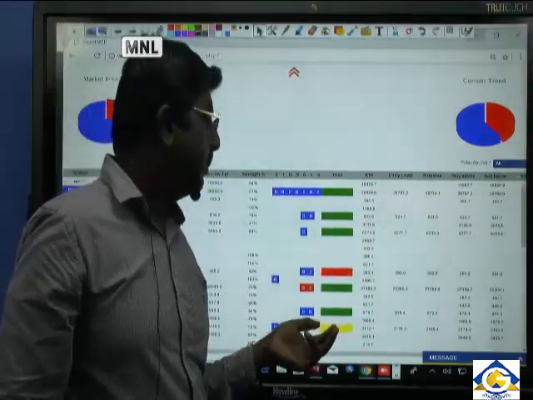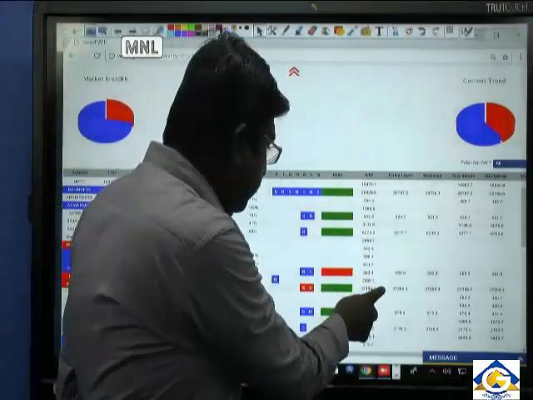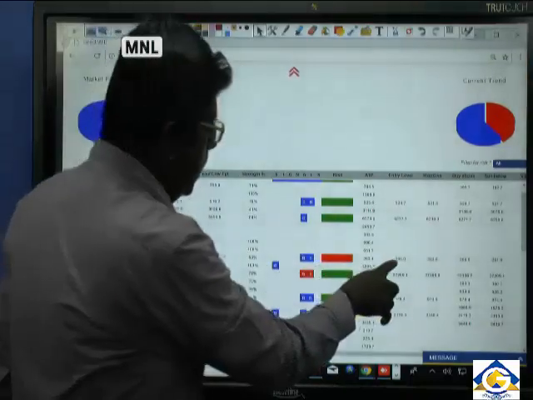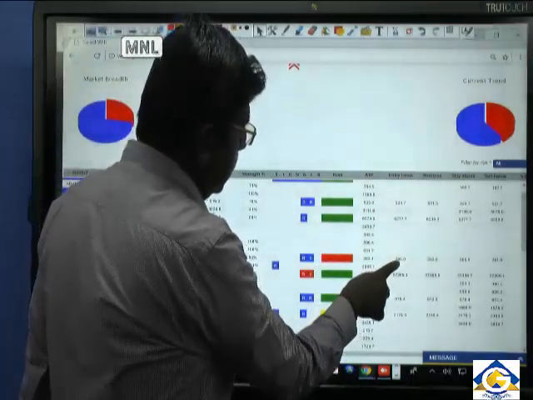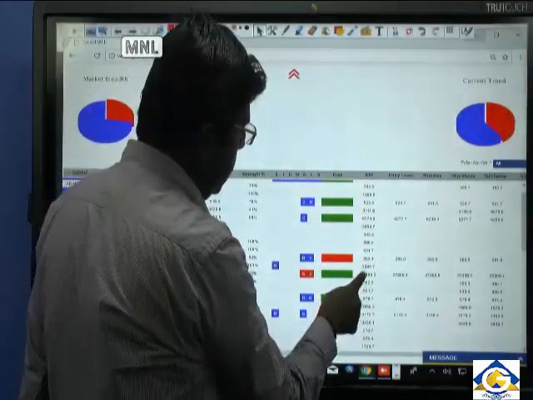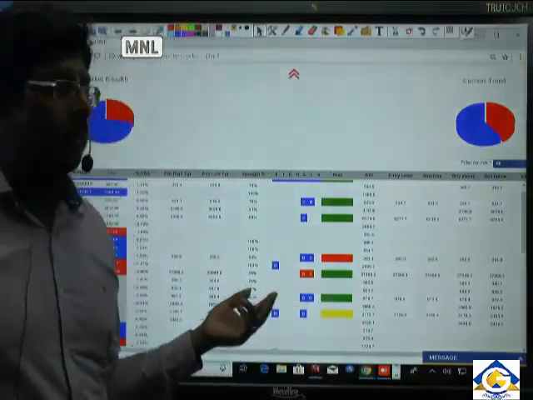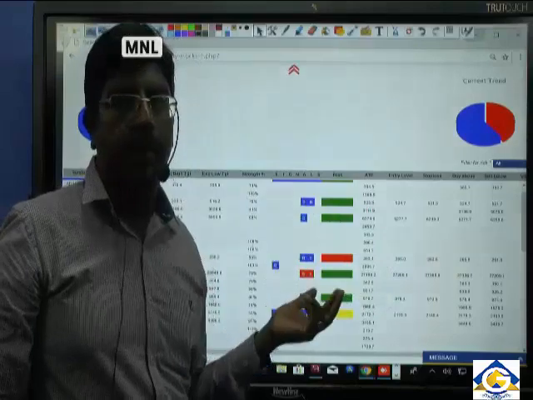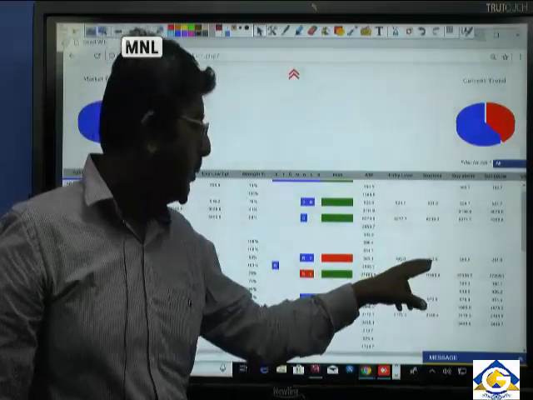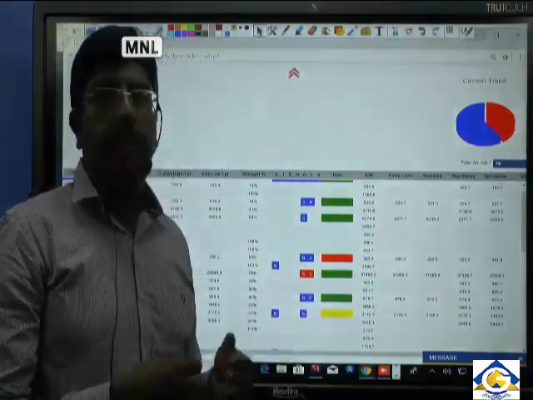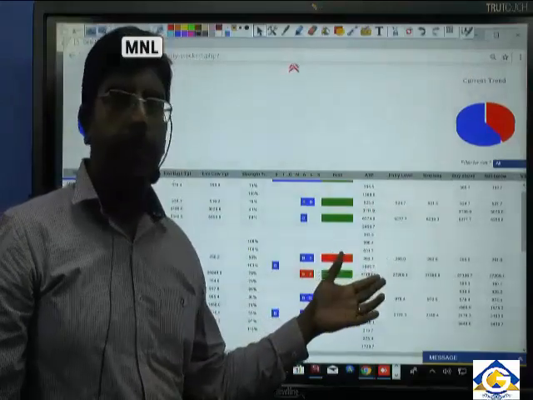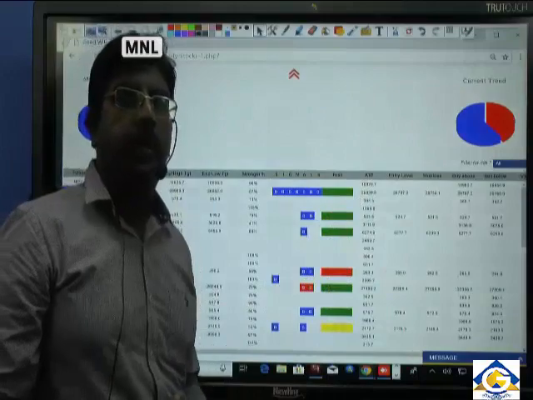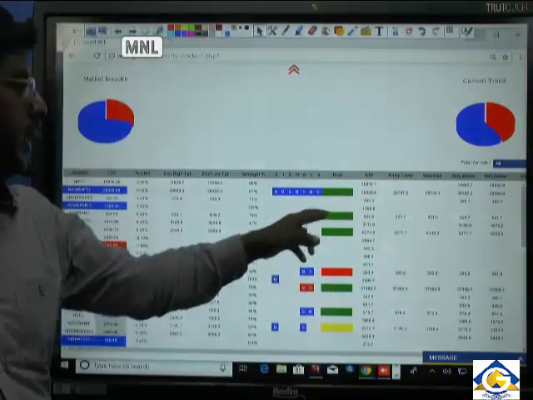But in some cases, take this example, Coal India. The entry level given is 265, but ATP is 263. There is almost 2 rupees difference. So you can wait till the rate comes to 263 to take a call, so that your stop loss will be minimum. In case of loss, it will be very minimum. So this is an important column, ATP. Make sure that you take the position near the ATP.